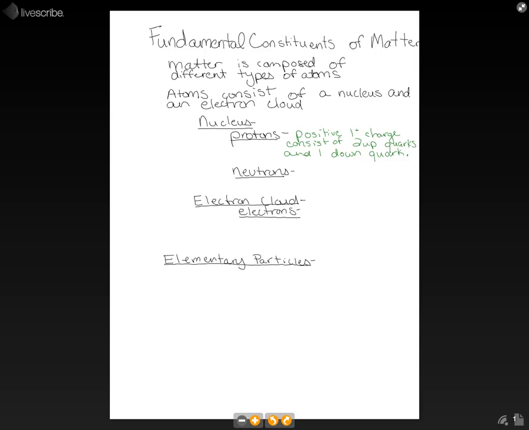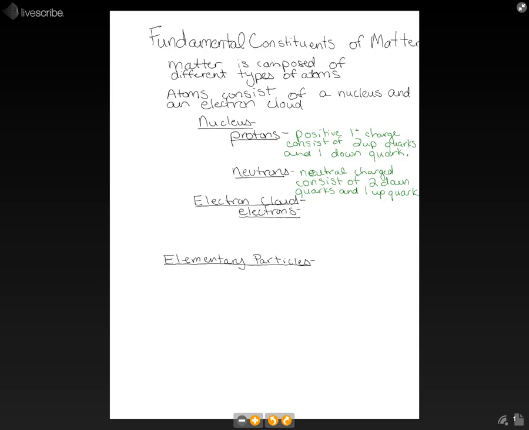They are definitely higher level physics type things. So our neutrons, we know, are neutral charged. And they're like the opposite of protons. They consist of 2 down quarks and 1 up quark.